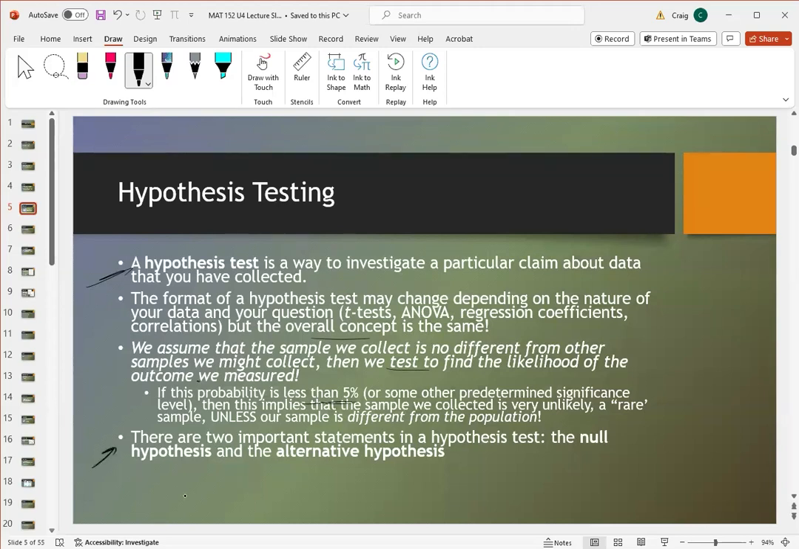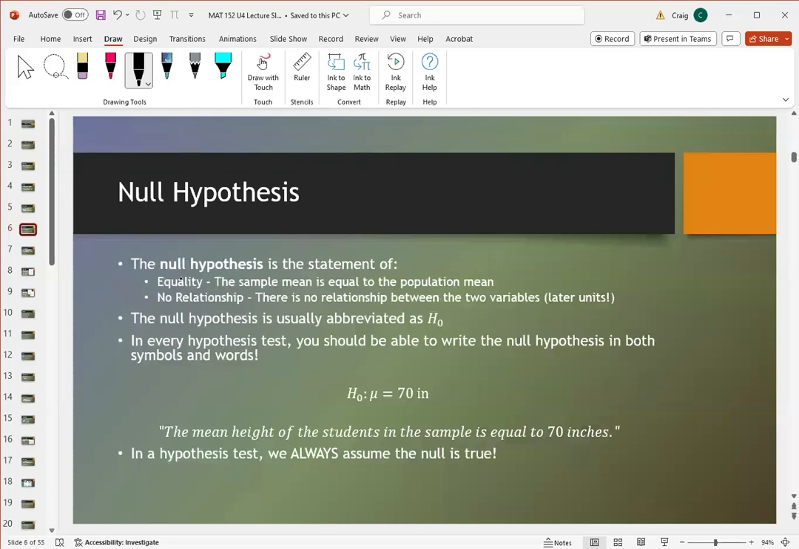And there are two important statements when you have a hypothesis test. The first one is the null hypothesis. It is probably the most important. It is the statement of equality, or in later tests, the statement of no relationship. Basically, what you're saying is the sample mean that you've collected is equal to the population mean. Okay, we abbreviate this with an H0 or an H-naught, however you want to say it.